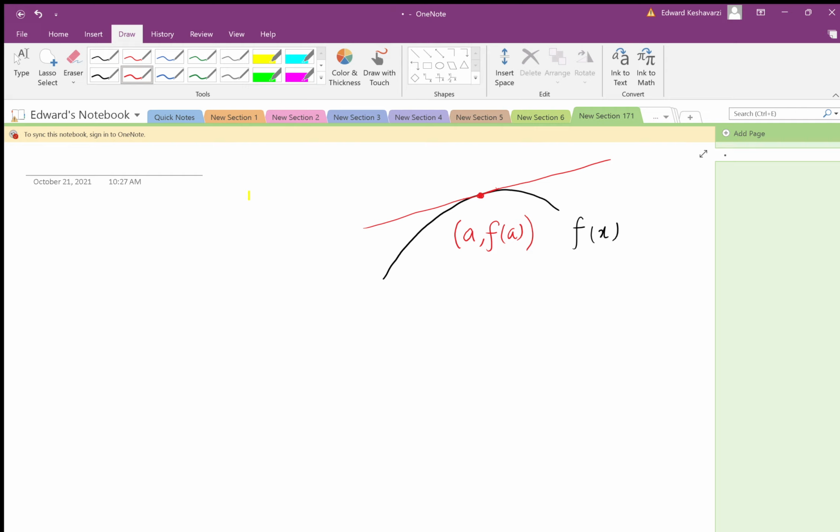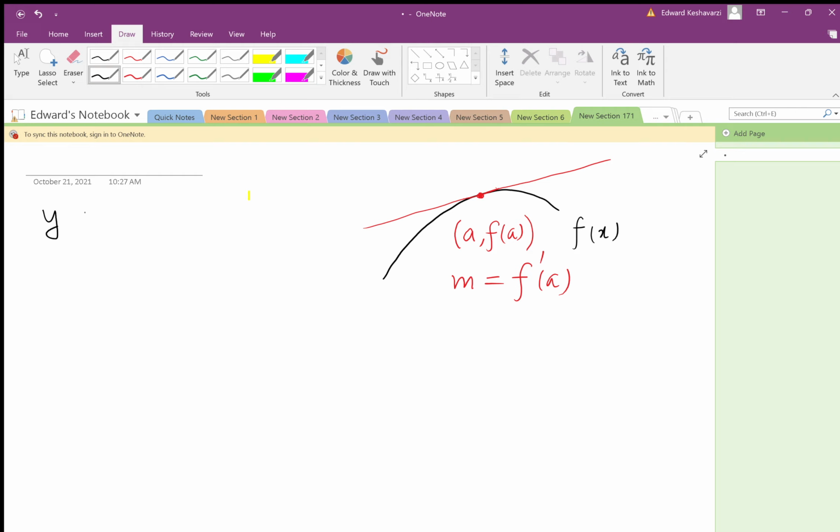And how are we going to get the slope? It's very simple. You take the derivative and plug in a into the derivative. So therefore, slope is f prime at a. Let's have an example.